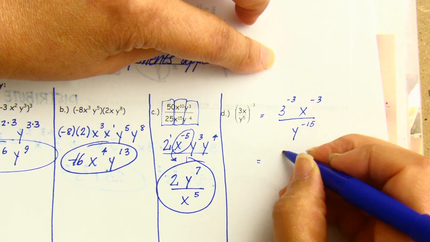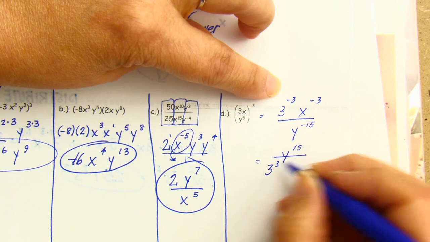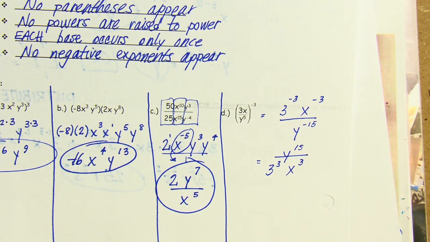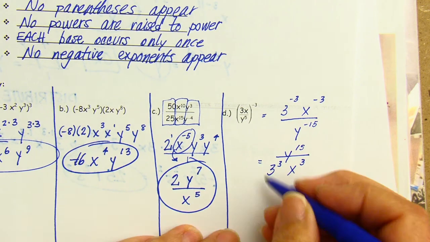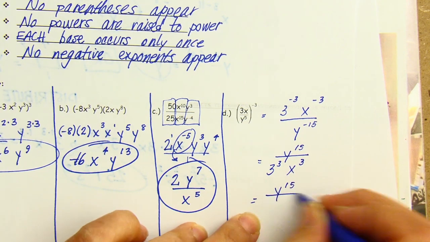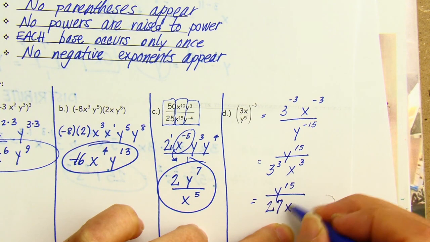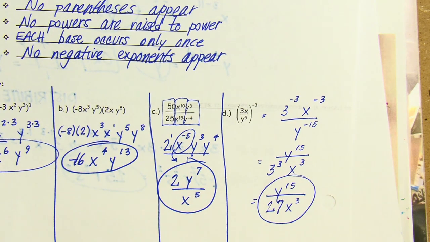This becomes y to the positive 15 over 3 cubed x cubed. And notice 3 is a numeric base raised to the power of 3, so I'm left with y to the power of 15 over 27x to the power of 3 as a final answer in simplified form.